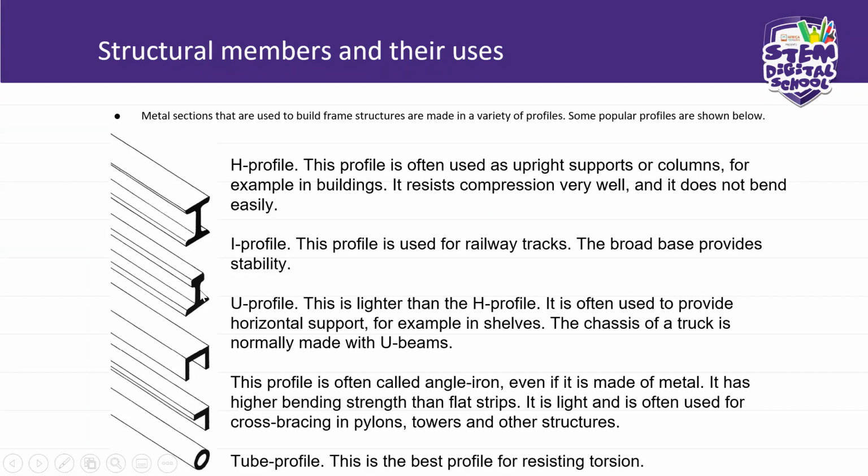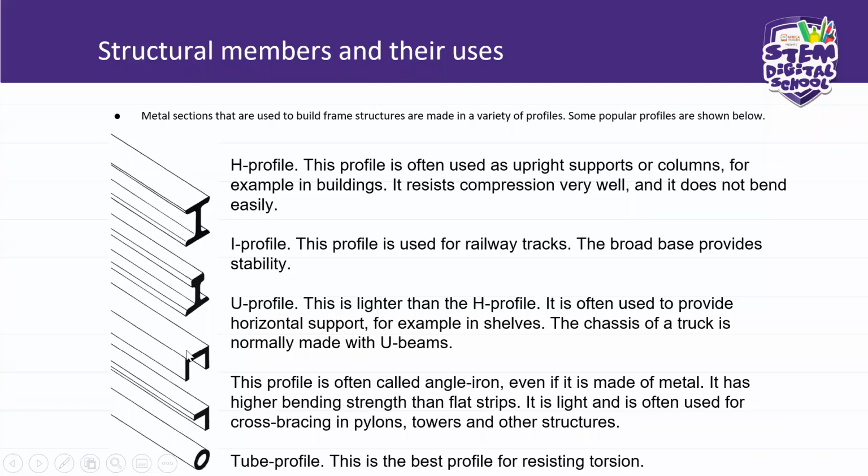Then the H profile is the one that is being used for railway tracks. You see, they don't look the same. You might be tempted to say this is the I girder. Actually, this is the I girder, this is the H girder. So this one is used for railway tracks. So this broad base allows the beam to withstand tension, and it gives it more stability.